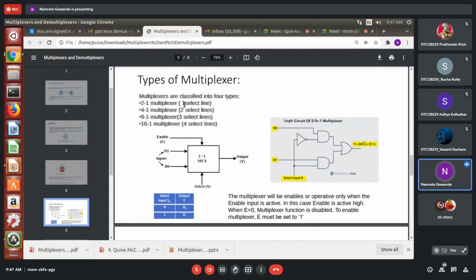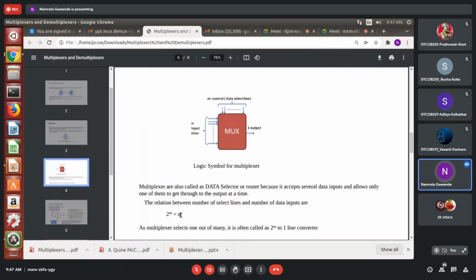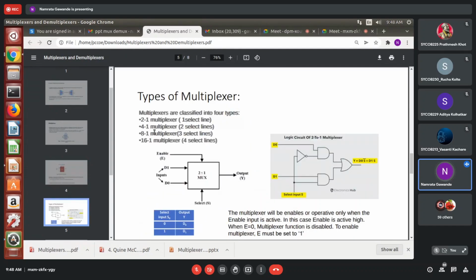How can you determine the number of select lines? Using the relation 2 raised to power m equal to n: if I want to use the 2:1 mux, we know that 2:1 means 2 inputs. So for 2 inputs, how many select lines will be required? Only one select line, because 2 raised to power 1 equal to 2, where m is the number of select lines. And 2 raised to power 2 equal to 4, right? 4 inputs and 1 output, so 4:1 mux. We'll see in detail.